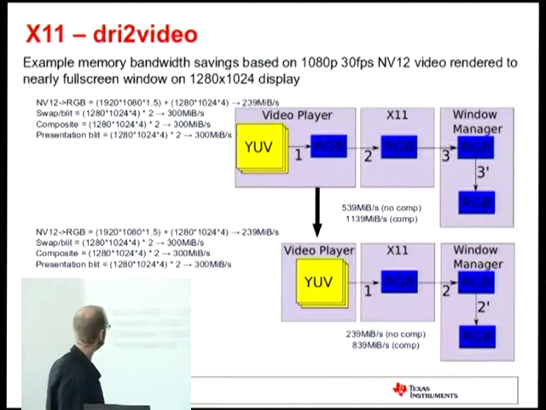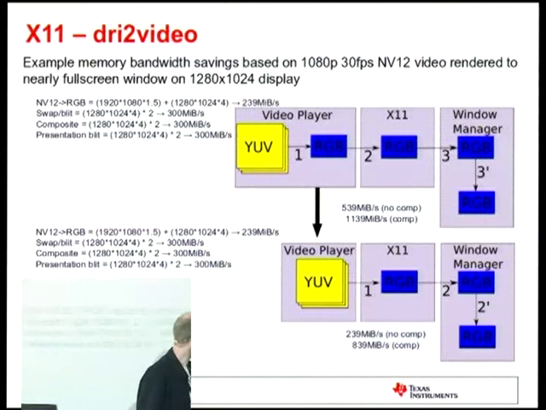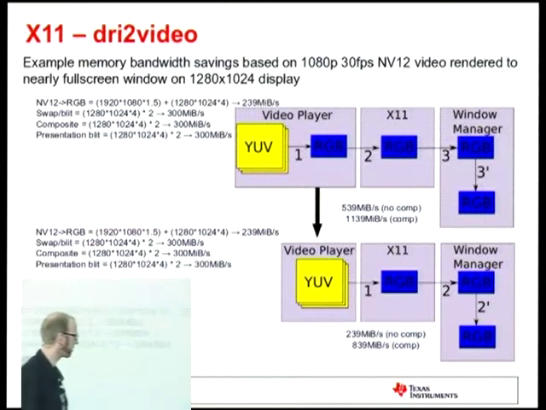So just to pick some arbitrary numbers, if you're playing 1080p video on a window that's nearly 1280 by 1024, in the best case you're using half a gig a second of memory bandwidth just for video presentation. Whereas if you can push the YUV buffer directly to the X server and combine the scaling and color conversion in a single blit, you cut that basically in half.